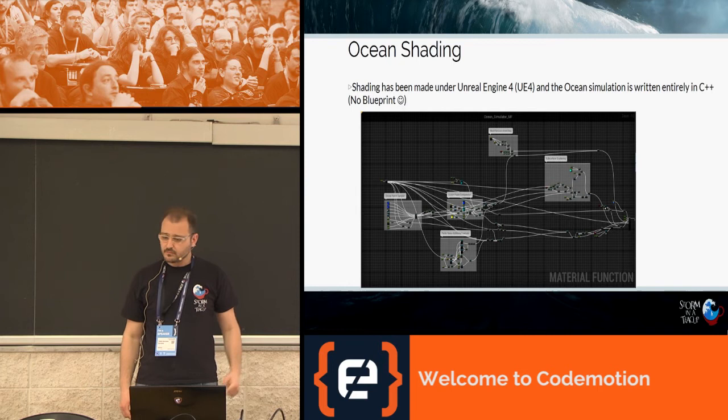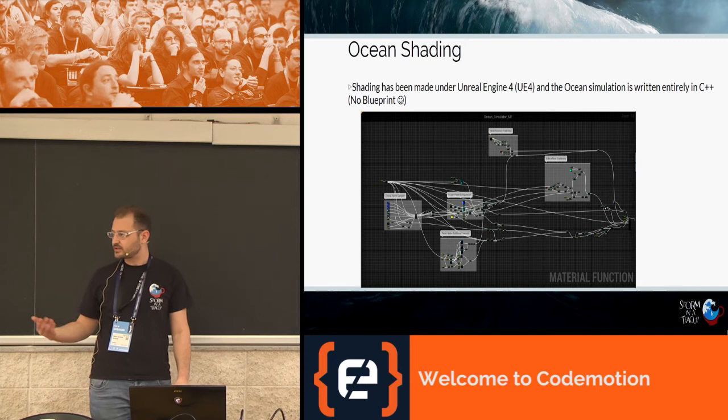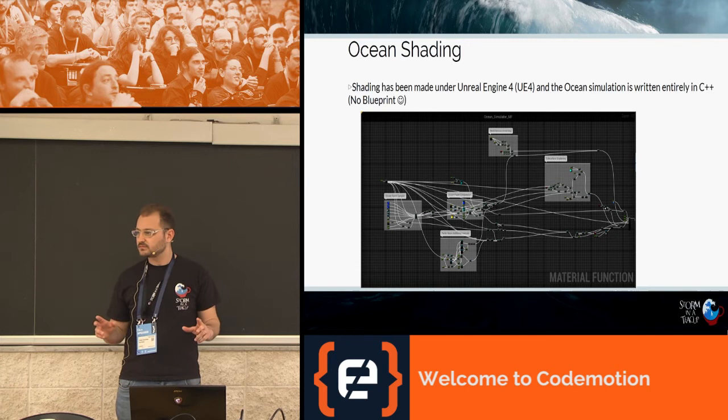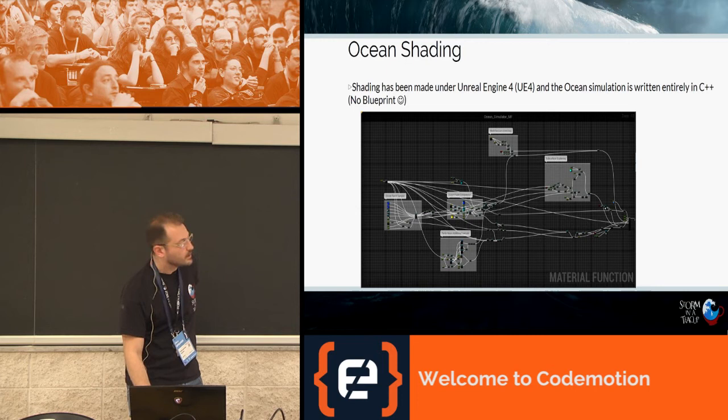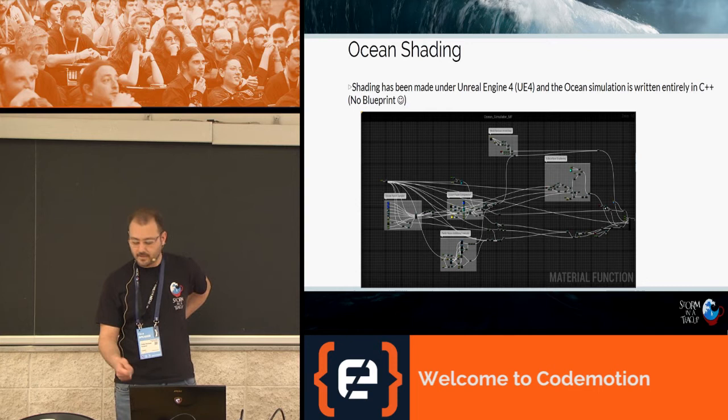Unreal Engine 4 BRDF, which is a bidirectional reflectance distribution function, blah, blah, rendering equation. Has anyone ever heard about that? Cool. Good. It uses Disney BRDF for this, for the specular.